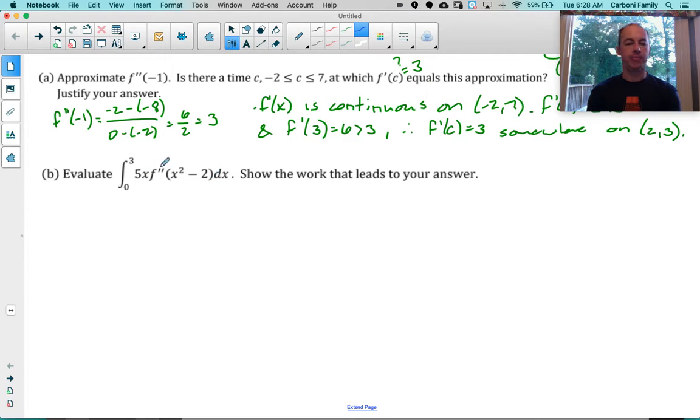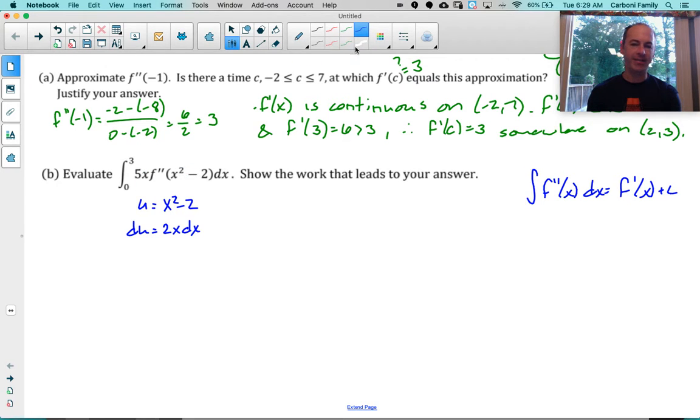This one, I am looking at this and I see the antiderivative of f double prime, and I'm going to, for a moment, ignore all the stuff on the inside, but the antiderivative of f double prime would be f prime. So what I want to try to do is simplify this to get rid of all that junk, and that would be accomplished through u substitution. I'm going to let u equal the inside, x squared minus 2. du is going to be 2x dx. And so I want to create a 2x dx.